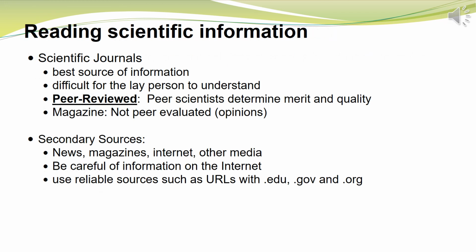Here are some tips about reading scientific information. Most really good scientific information is actually in scientific journals. And these, like I said, are the best source of information. Yeah, they're difficult for the layperson to understand, but they still are the best source of information. One of the reasons is that they're peer-reviewed. Peer scientists determine the merit and quality of the work, and you can differentiate this from works that are not peer-evaluated, such as those found in magazines, which just include opinions.